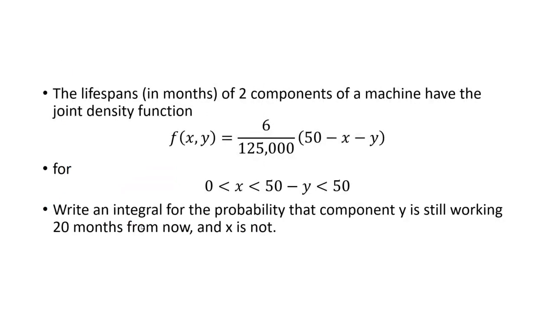Give this one a try. The lifespans in months of two components of a machine have joint density function 6 over 125,000 times the quantity 50 minus x minus y, for 0 less than x, less than 50 minus y, less than 50. So try writing an integral for the probability that component y is still working 20 months from now, and component x is not.